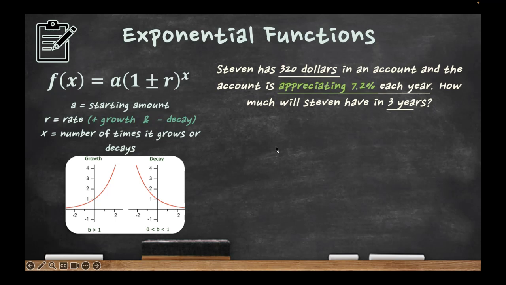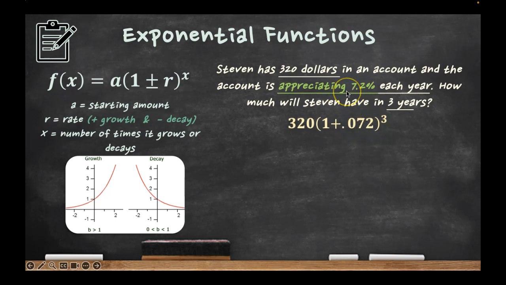So now let's look at a word problem. Stephen has $320 in the account, and the account is appreciating 7.2% each year. How much will Stephen have in 3 years? We already know it's exponential because it's increasing by a percentage. So now you put 320 out front, because that's what you're starting off with. 1 plus 7.2% as a decimal. Move the decimal to the left twice and you get 0.072.